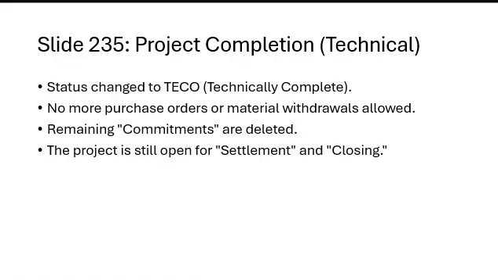Project completion in technical terms: status changes to TCO, technical completion, technically complete. No more purchase orders or withdrawals are allowed. Remaining commitments are deleted for project records. The project is still open for settlement and closing. TCO ensures the project execution phase officially ends and provides control over project resource usage.